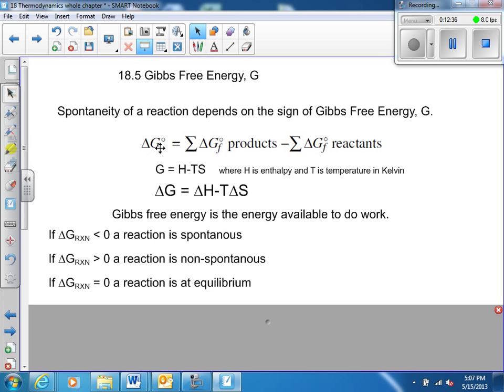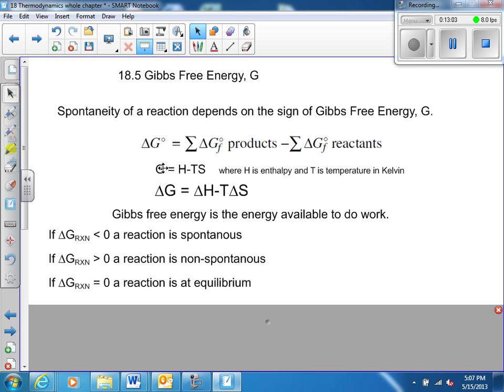So just like the S and the delta S and delta H, delta G reaction, this should say reaction down here. If there's nothing down here, it's for a reaction. It's a sum of the delta G of formation of the products minus the sum of delta G of formation of the reactants. So you've seen this over and over. Works for delta H, delta S, and delta G.